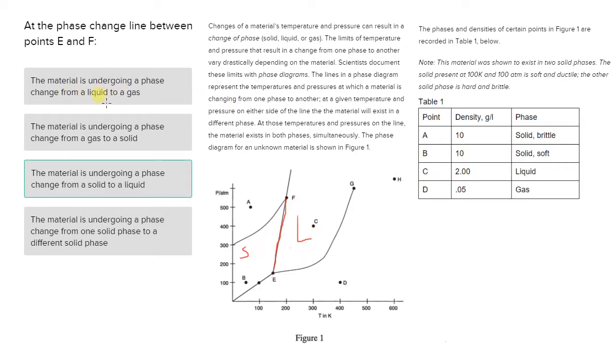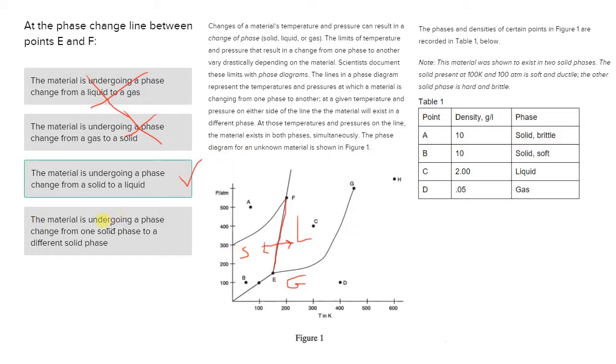So this is wrong because the gas is down here, as we can see, point D is a gas. And so across this line, we're either going from a solid to a liquid or liquid to a solid. So this is wrong. Answer choice B, from a gas to a solid, that would be this line. So this is wrong. The material is undergoing a phase change from a solid to a liquid. We can give that a big old yes because it's solid to a liquid, as we can see here.